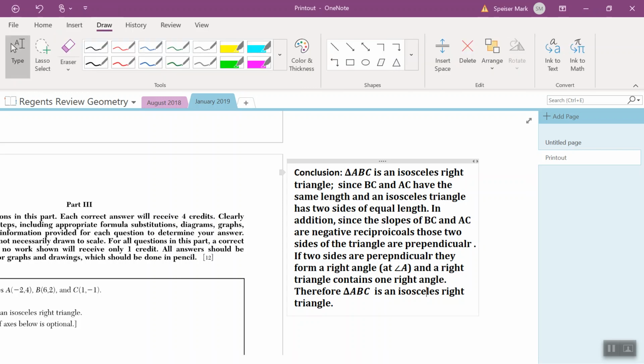You should put a line on top of BC and AC, and an isosceles triangle has 2 sides of equal length. In addition, since the slopes of BC and AC are negative reciprocals, those 2 sides of the triangle are perpendicular. If 2 sides are perpendicular, they form a right angle at angle C. A right triangle contains 1 right angle. Therefore, triangle ABC is an isosceles right triangle. A proper conclusion will define both the words isosceles and right, and state where the right angle is, what it means to be a right triangle, and what it means to be an isosceles triangle based on slopes and distances.